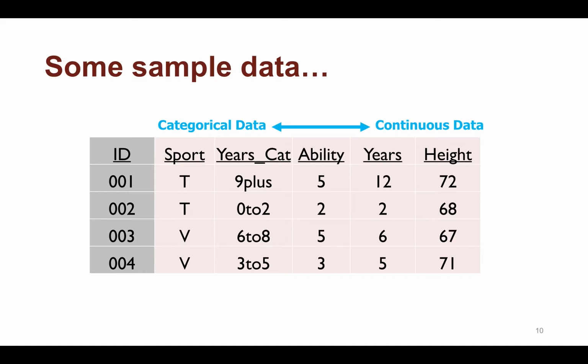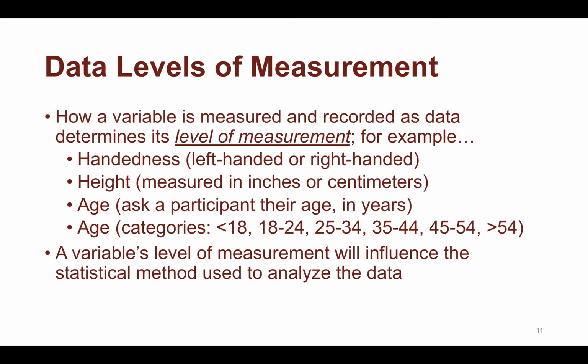So whether data are categorical or continuous is also related to something known as the level of measurement of the data. So levels of measurement are determined by specifically how it's measured and recorded. For example, I might look at handedness as either left-handed or right-handed. I might look at height as being measured in inches or centimeters. Similar to the previous examples, I might ask it as categories, or I might just ask them in years, what is your age?